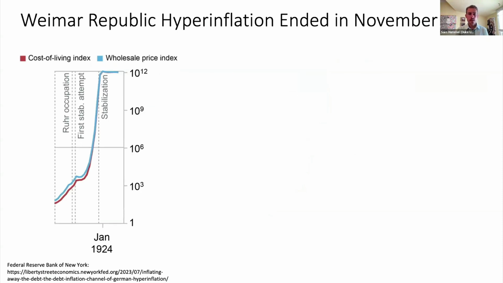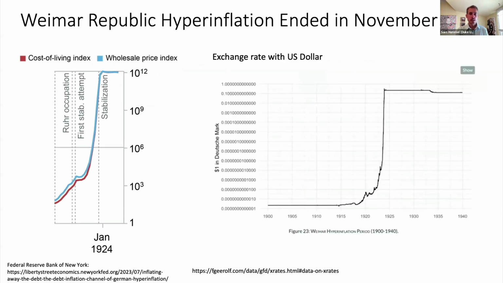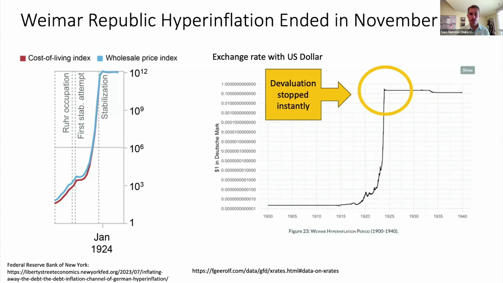And it's not just, so this is the cost of living index, this is the wholesale price index, this is what people were facing in the market, Germans, when they were trying to buy goods and services. This is the exchange rate with the US dollar at that same time. If you want to see a really hard 90-degree turn, that's a really hard 90-degree turn right there. The devaluation of the currency relative to the US dollar literally stopped within 10 days and backed up between November 20th and November 30th of 1923. It not only stopped, it backed up in 10 days.